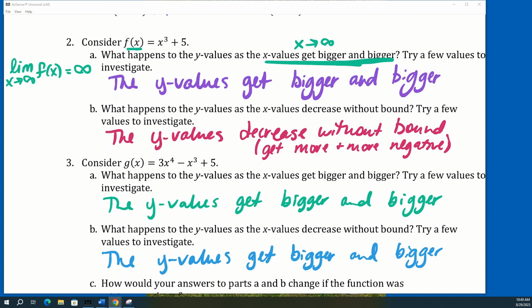All right, we're going to do one for b also. So we're going to start with limit as x approaches. So in this one, the x values decrease without bound, which gets smaller forever. So what is x approaching on this one? Negative infinity of f of x. All right, and then what is the y getting closer and closer to? Also negative infinity.